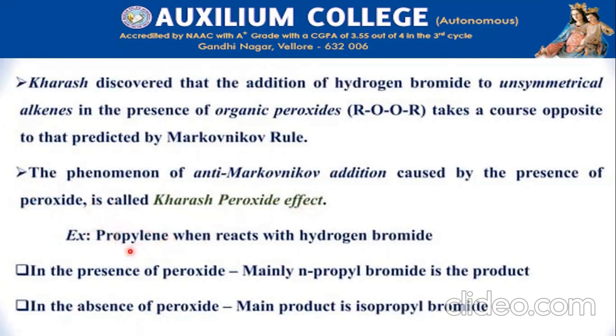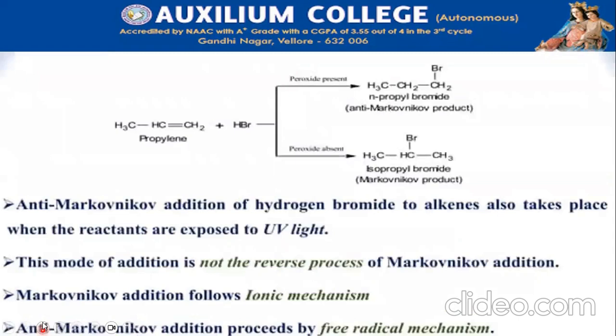Here we are going to take propylene, which is an unsymmetrical alkene, which reacts with hydrogen bromide. In presence of peroxide, mainly n-propyl bromide is the product, whereas in absence of peroxide, the main product will be isopropyl bromide. Here you can see the propylene, the unsymmetrical alkene CH3CH double bond CH2 plus HBr. In presence of peroxide, it forms the anti-Markovnikov product, whereas in absence of peroxide, it forms the Markovnikov product, which is isopropyl bromide.